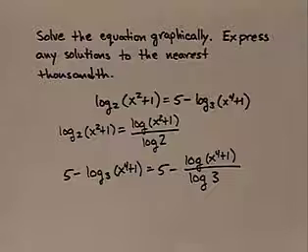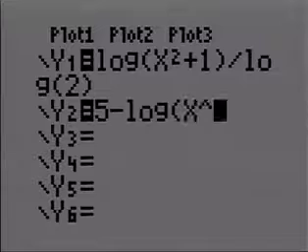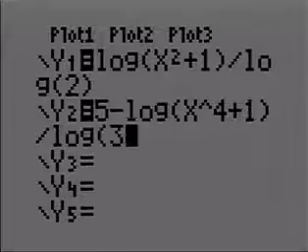So what I'll do is enter each of these on my calculator as y1 and y2. The first one is log of x squared plus 1 divided by log 2. And the second one is 5 minus log of x to the fourth plus 1 divided by log 3. And in this case, the standard view screen should work fine, so I'll use Zoom Standard. And this is what the graph looks like.